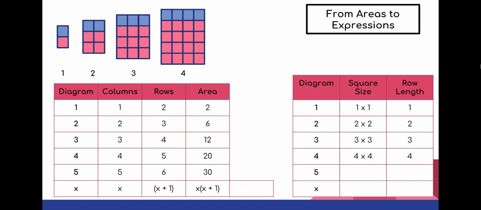We can now ask students to predict what will be in stage 5, even though they don't have it drawn. They'll likely predict that it's a 5 by 5 square and a row of 5, which means that for any diagram X, we're always talking about a square of X and an extra row of length X, which connects right back to the distributed version of our original expression. A square and a row, x squared plus 1x.